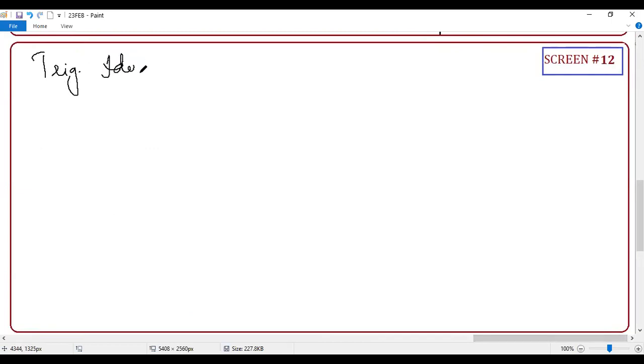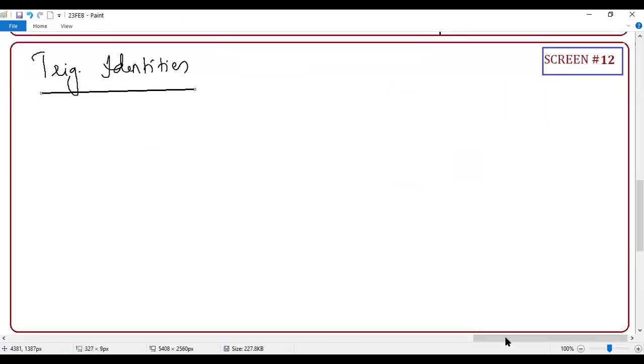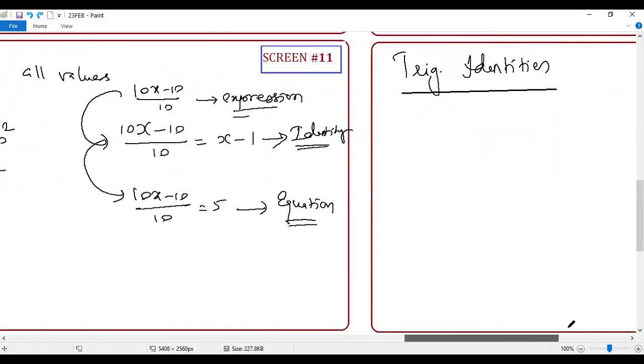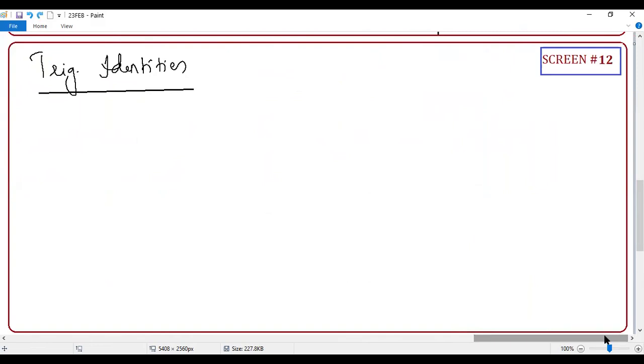Trigonometric identity, student. What is the meaning of trigonometric identities? What is an identity? One expression equated to another expression, and it's true for any value of x, then it's called an identity. If the expression contains any of the trigonometric ratios, sine, cos, tan, and the other three, then that identity will be called trigonometric identities.